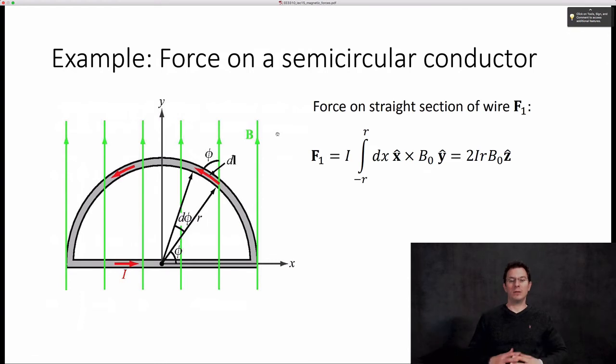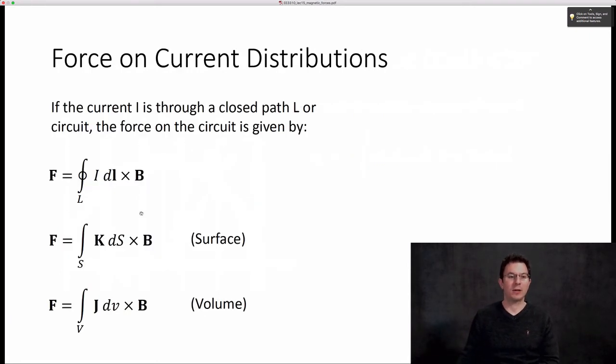We're going to break the problem up into two pieces. The first piece is we're going to figure out what is the force felt on the straight section of wire right here. And this straight section of wire has length 2R. Well, we're going to apply this equation right here, the force on a closed loop.